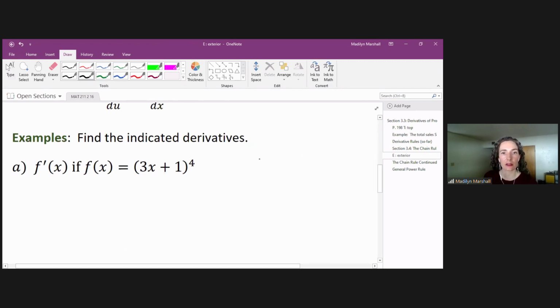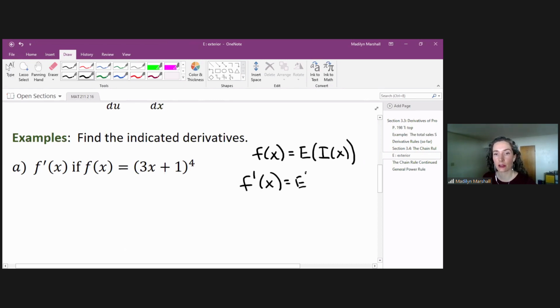So I'm just going to write that definition on the side here. So we have our original function f of x, and it is a composition of E of I of x. And the chain rule says, I'm just rewriting the chain rule over here, the derivative of f is the derivative of E times the derivative of I.